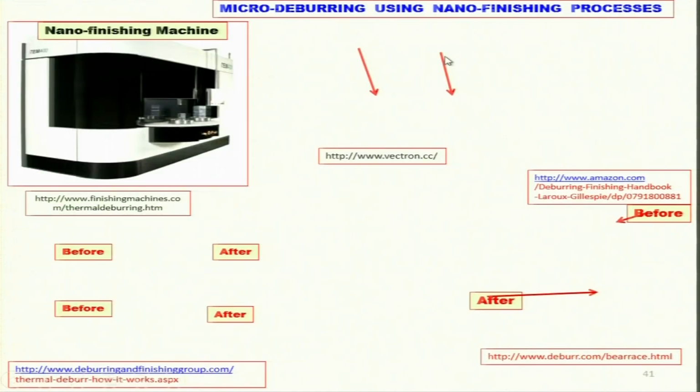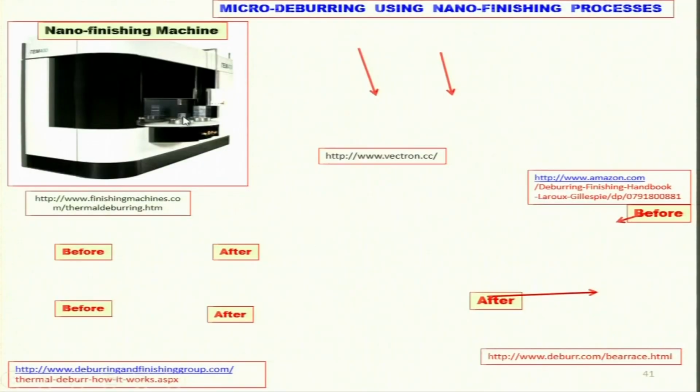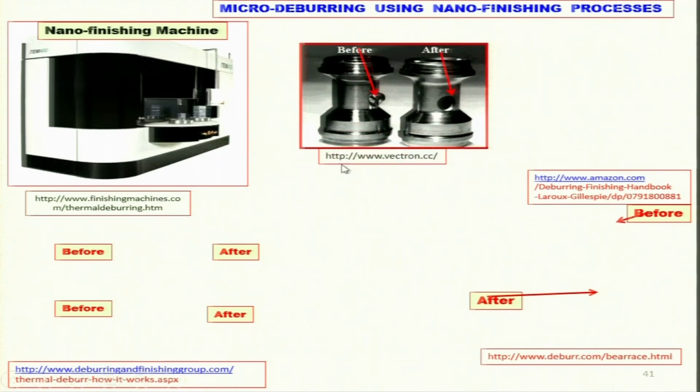Now, micro deburring using nano finishing processes, I have already told you about them in the introductory lecture also. I have given you various micro and nano finishing processes. They can be used for deburring purposes, and I have already given today the example of the magnetic abrasive finishing process being applied for micro deburring. This is one of the machines used for nano finishing. You put the component and perform the nano finishing process, micro burrs will be easily removed. So you can see here this kind of burr which is a macro burr, it can be removed. This is before and this is after finishing.